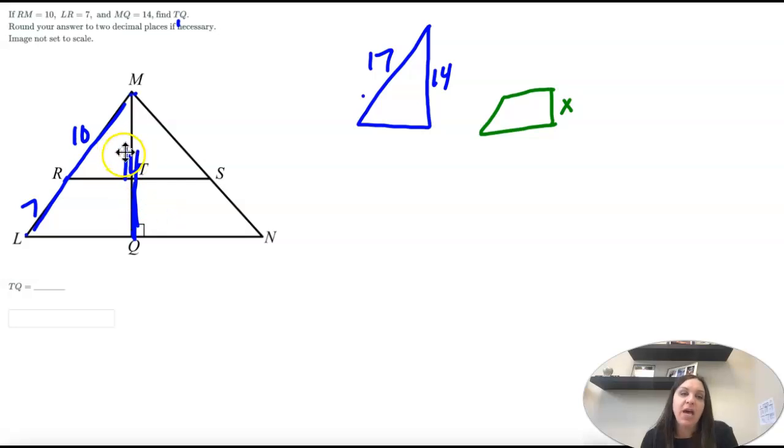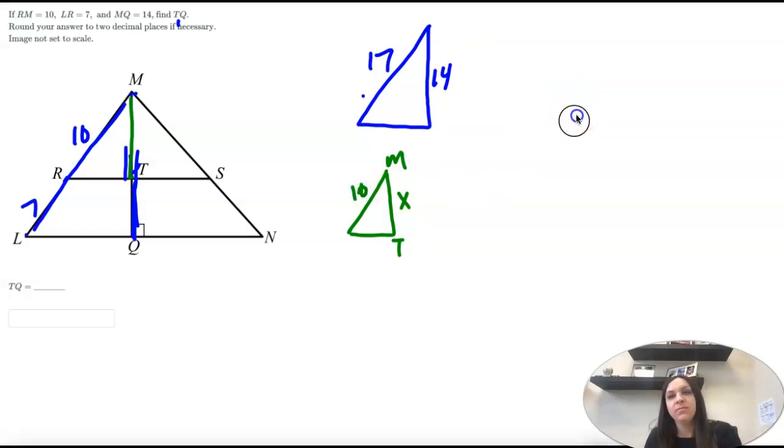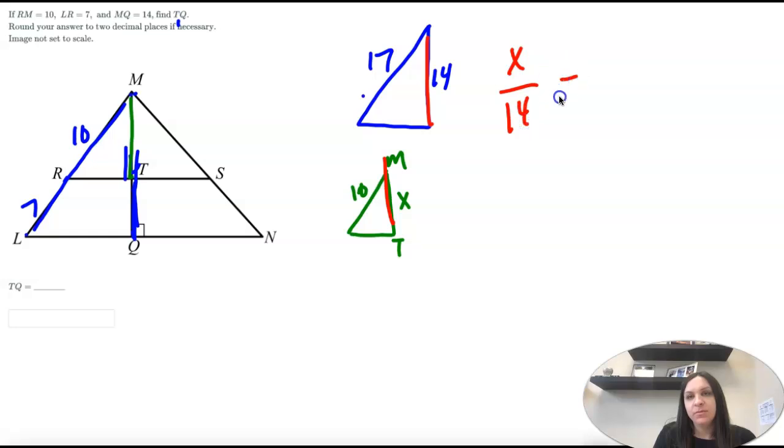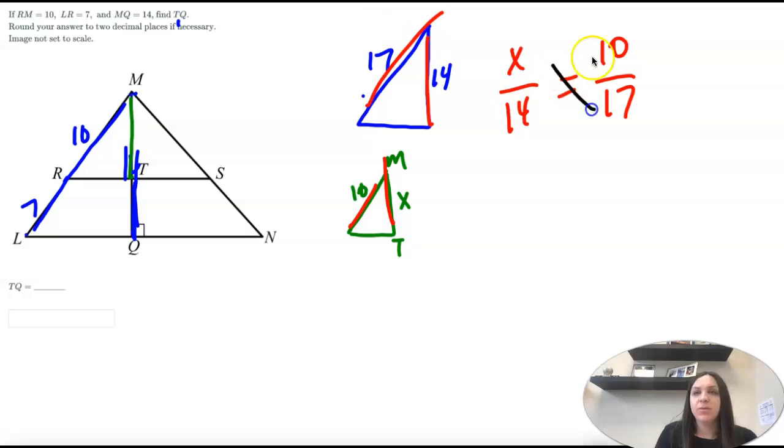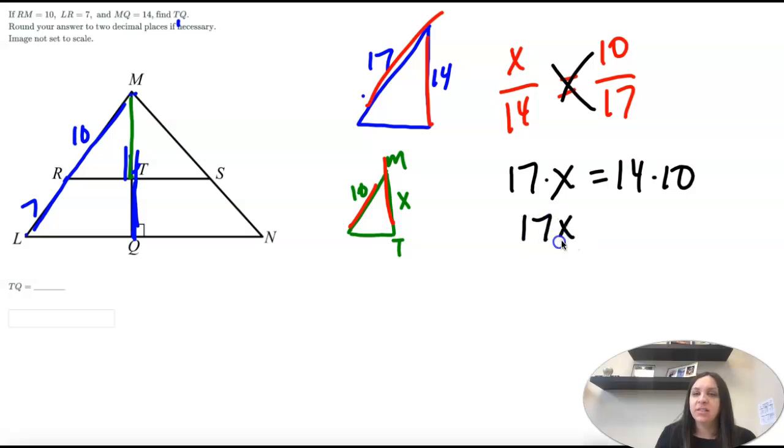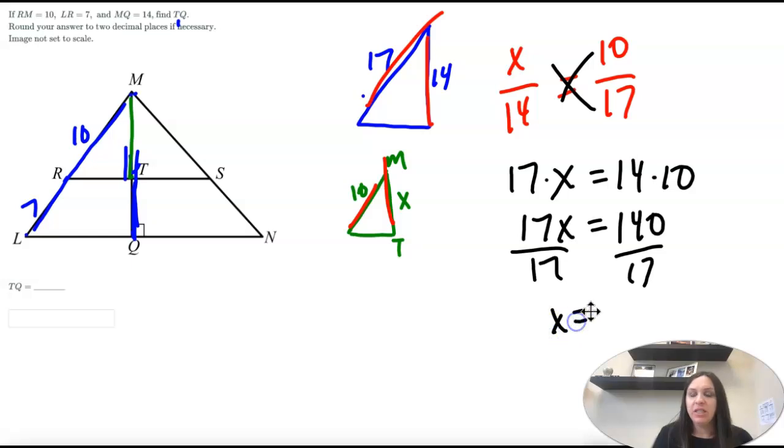So in order to do that, I'm going to have to use the small triangle. I need to find this length from M to T. So that's x and that's 10. Okay, now our ratios are set up. So I have x to 14, 10 to 17. And we're going to cross multiply. So 17 times x equals 14 times 10. 17x is 140. Divide both sides by 17.